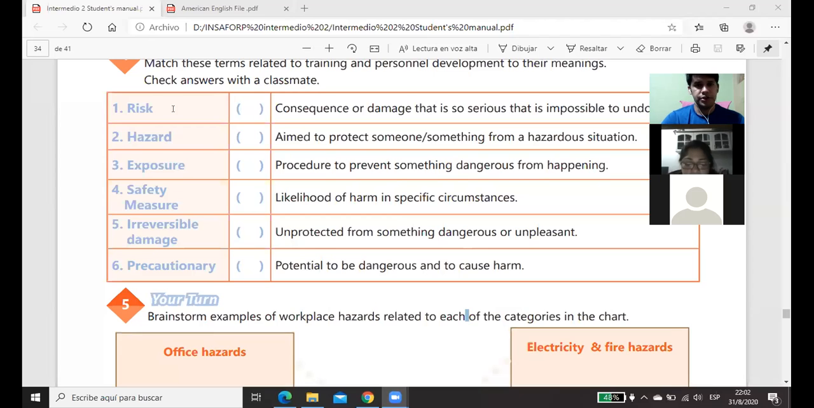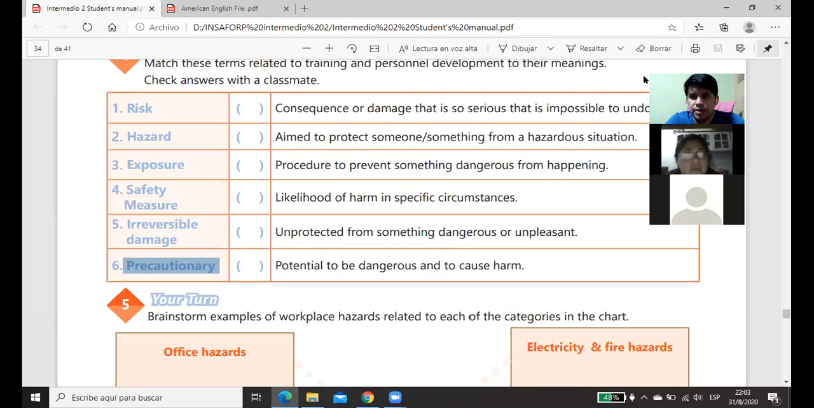Okay, so for example, this one, number one, risk. Risk. Next, hazard. Hazard. Then exposure. Exposure. And then here we have safety measures. Good. Next is irreversible damage. Irreversible damage. Yes. All right. Great. And precautionary. Precautionary. All right. Good. So those are some new words.